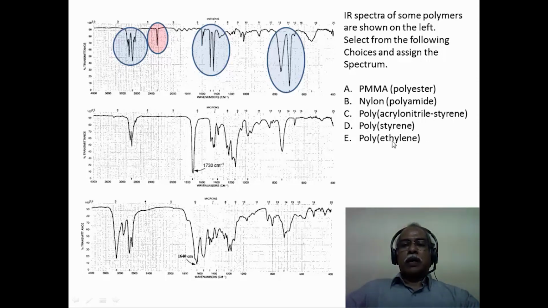One can rule out polyethylene in all of this because polyethylene will have a Nujol kind of a spectrum. It will have only a CH stretching frequency. Since it has C double bond C and C-O bond stretching frequencies, one can straight away rule out E as an option.